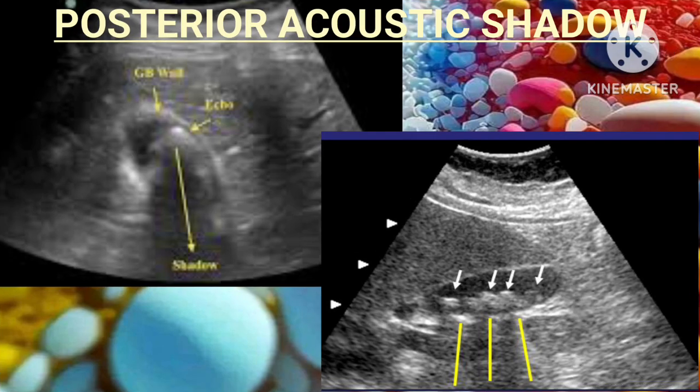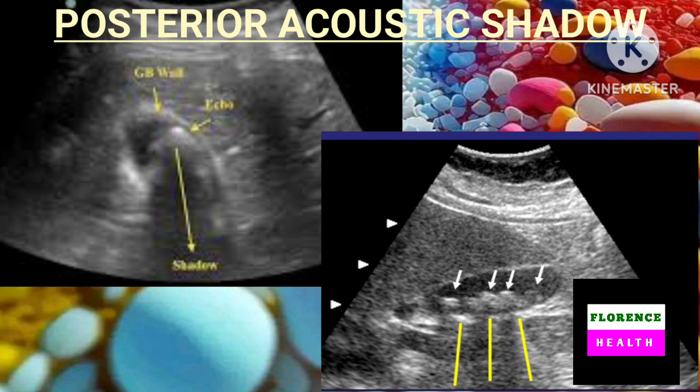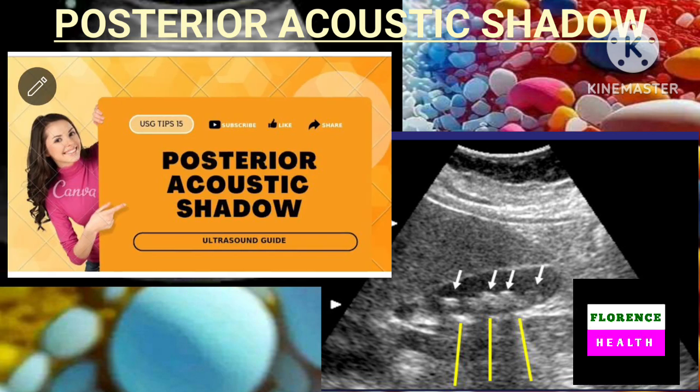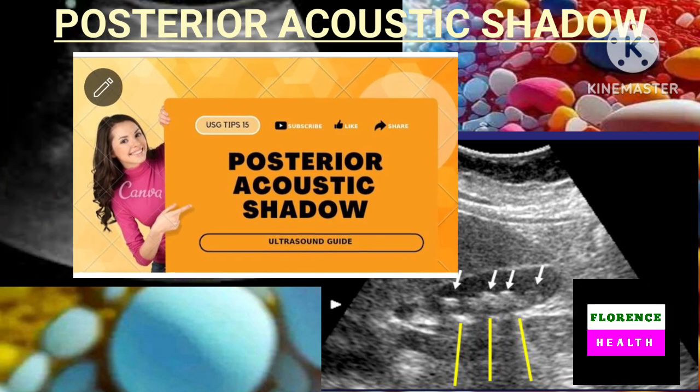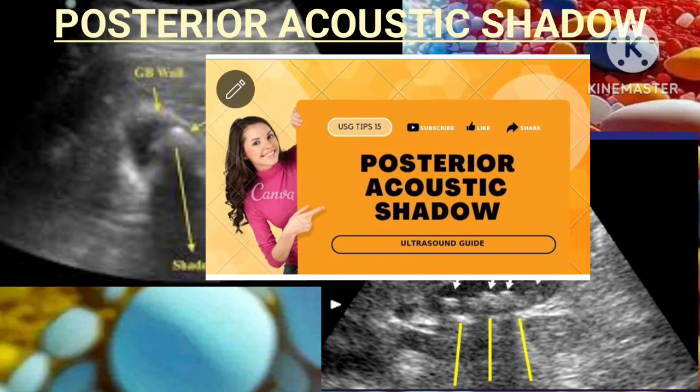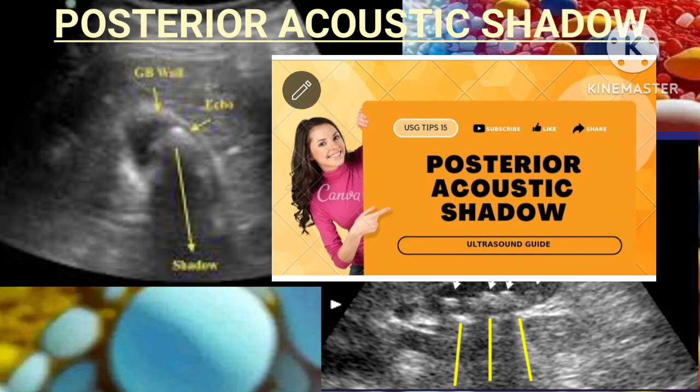Let's discuss what is posterior acoustic shadow. The area just posterior to the echogenic focus looks dark or black in color. This area is posterior acoustic shadow. This area is a non-scannable, non-resolved part. I have already discussed posterior acoustic shadow in my previous video. Go and see the video on the topic of posterior acoustic shadow.